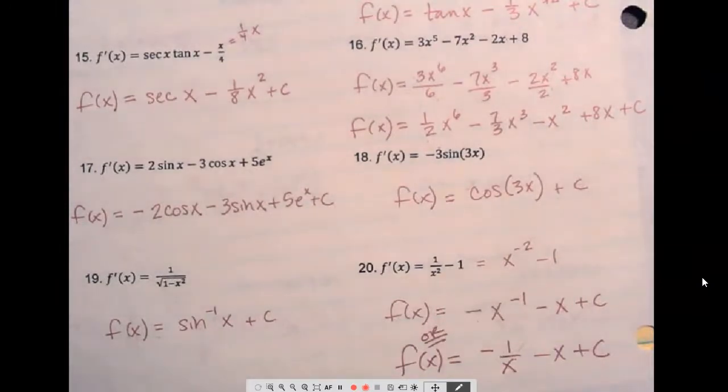Anything else? Hey, how'd you do on them overall? On a scale of 1 to 10. 8? Okay, I can live with that. First time throwing all these at you. Okay, so for a couple, you might have wanted to consult your formula sheet.